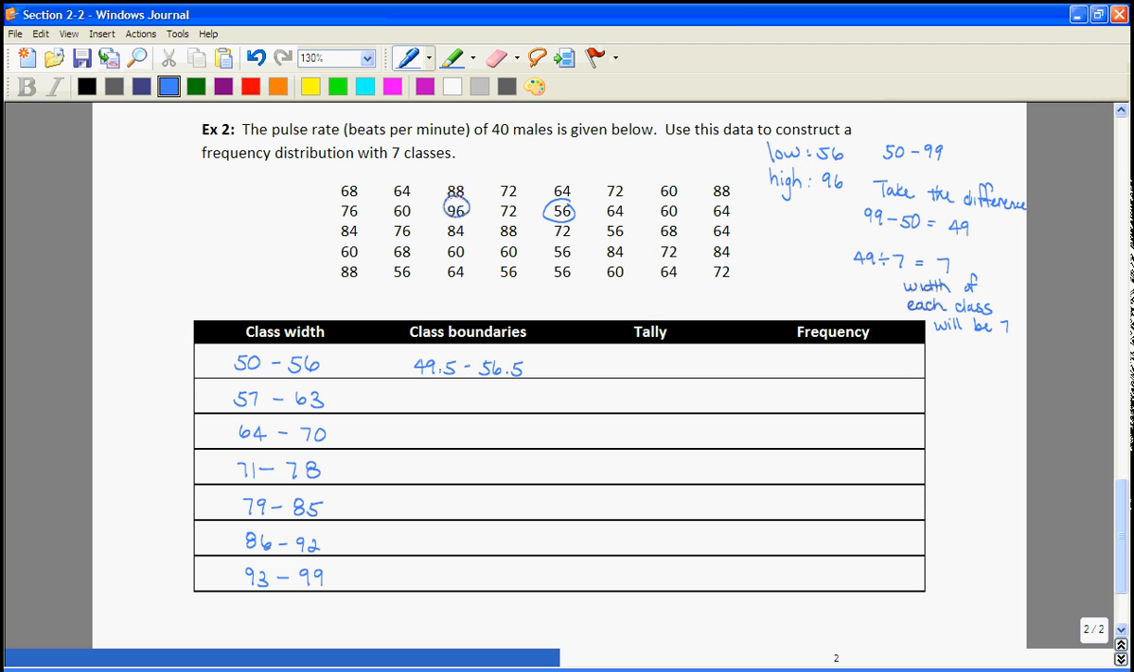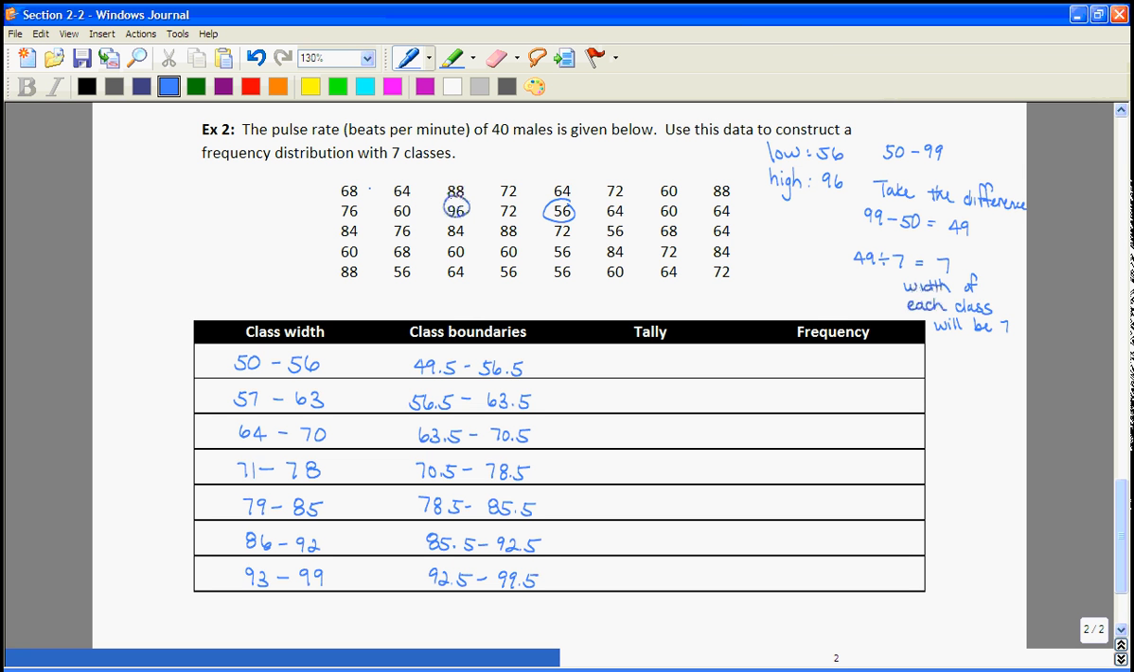Notice that the width is still 7. That should be maintained. Now for our second class, I'm going to start at 56.5 this time. There won't be the gap the way there was with the class width, but this is going to go up to 63.5. And then the next class will start at 63.5 and go up to 70.5. And again, we still have that width of 7 even in between the class boundaries. And let's go ahead and finish these up. Okay, so now we have our class boundaries in place.